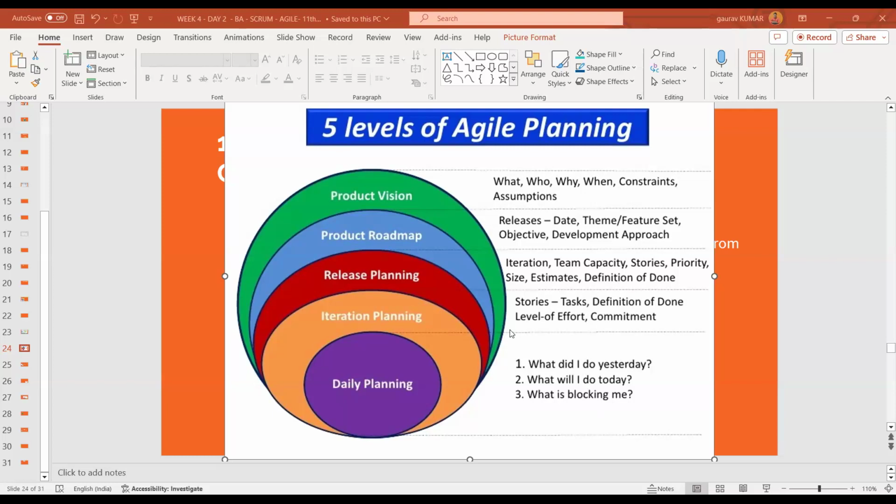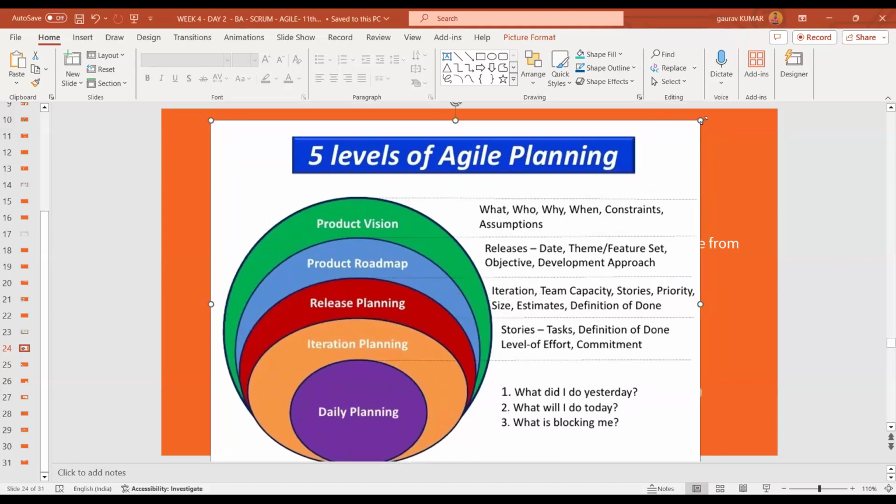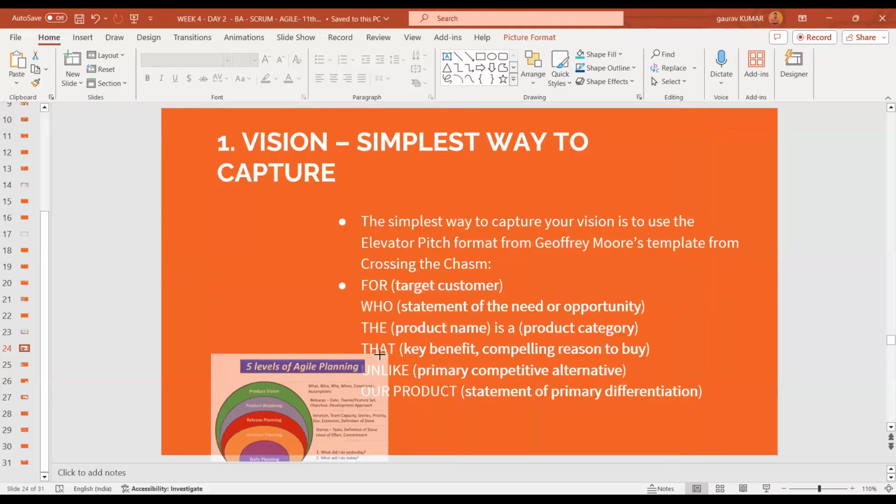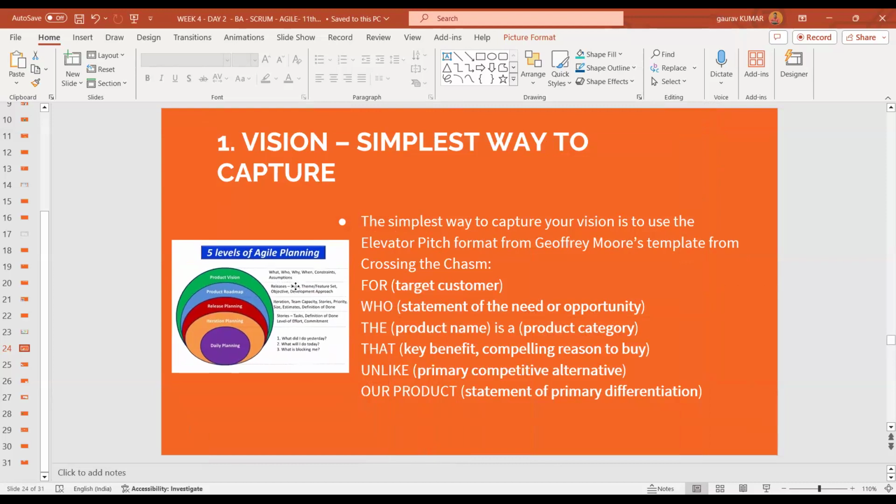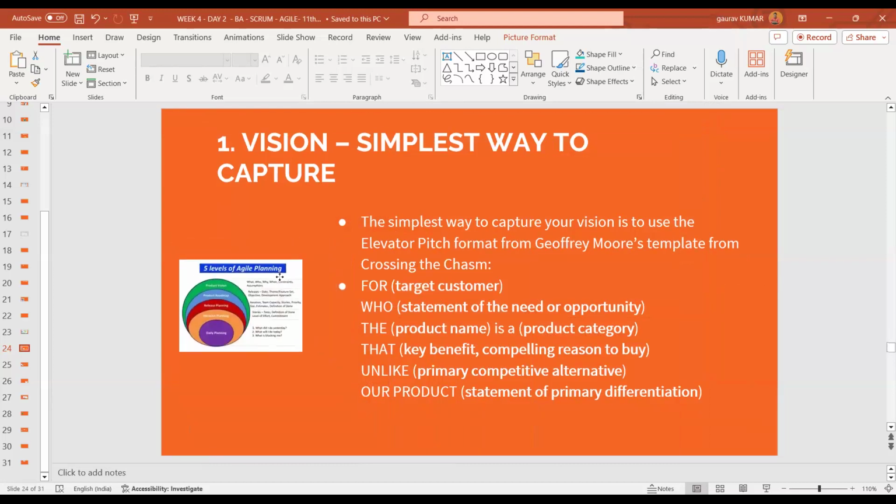And daily planning, here in the daily scrum meeting, you talk about what you did, what you are going to do, and anything that is stopping you from doing it. So in a rhythmic manner, you can remember this daily scrum meeting output as next state, last state, bottleneck.